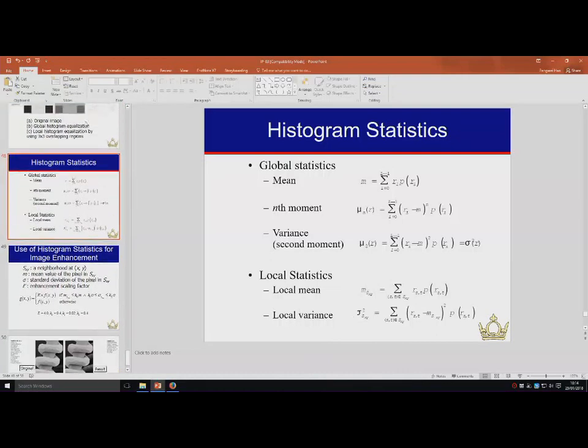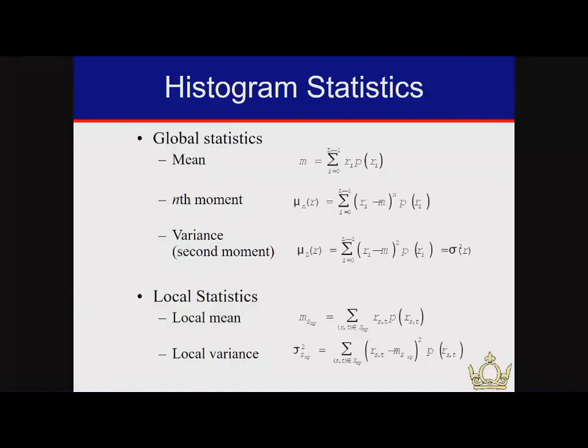Because the histogram is the probability of the pixel values, we can use the probability to calculate further statistics, some parameters, like the mean. If we have an image, generally we can calculate the mean as the sum of all the pixel values divided by the number of pixels. But if we have the histogram, we don't need to go back to the original image. We can just use the histogram to find the mean, using the pixel value times the probability and summing all of them. Mathematically, it's the same.